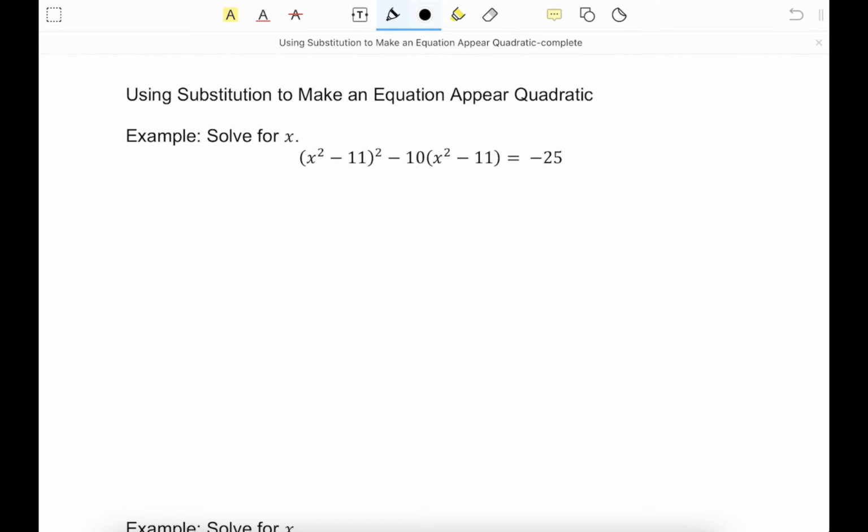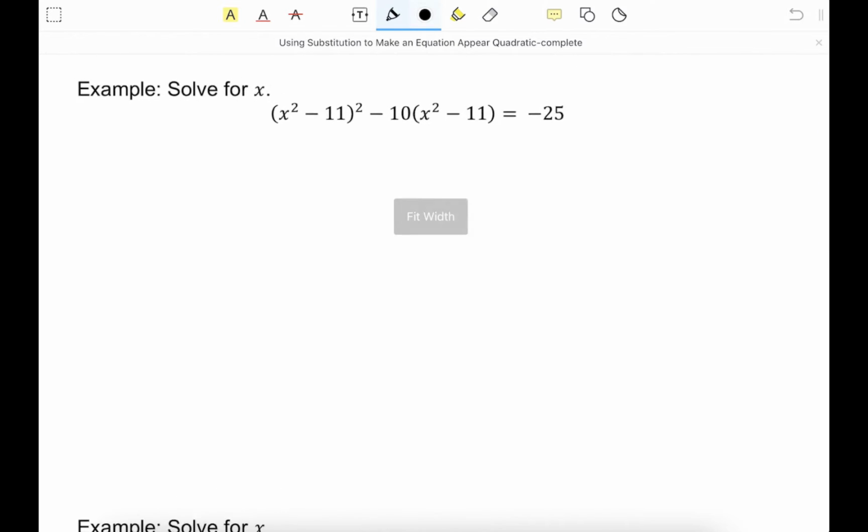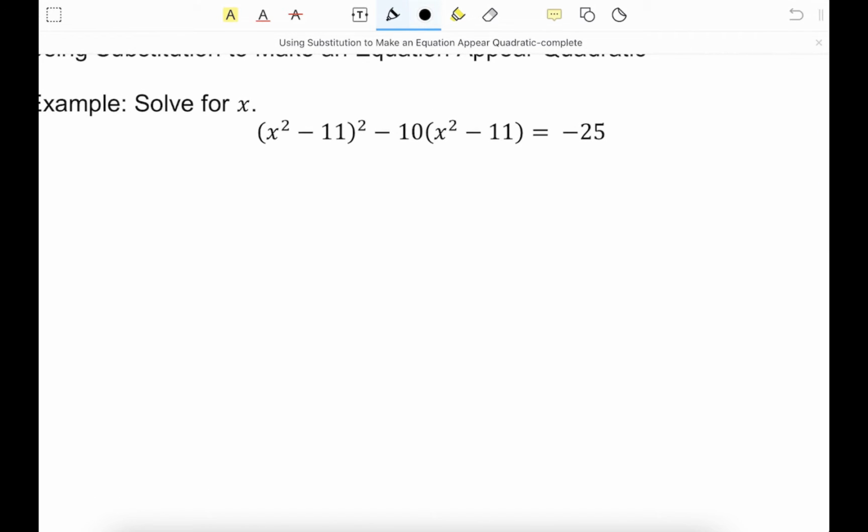Sometimes we can use substitution in order to make an equation appear quadratic, then solve that quadratic equation and use the solutions to the quadratic equation to go back and substitute and find the actual solutions to the equation itself. So looking at this first example, I see that there's an x squared minus 11 in two places here. And if I would make that substitution, I would have a quadratic equation.